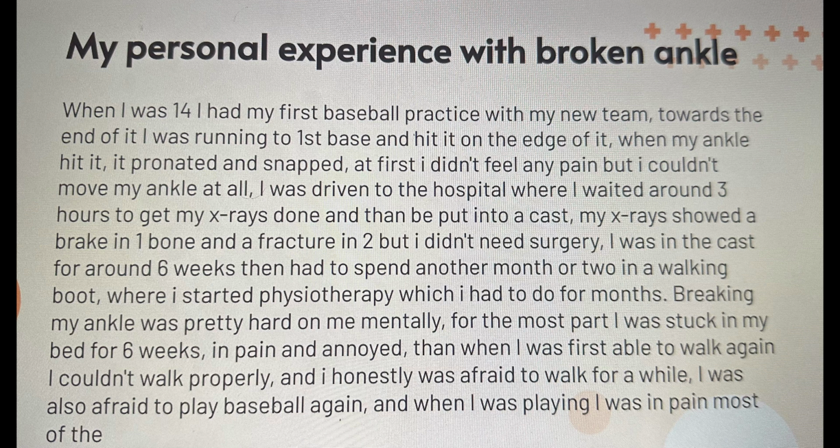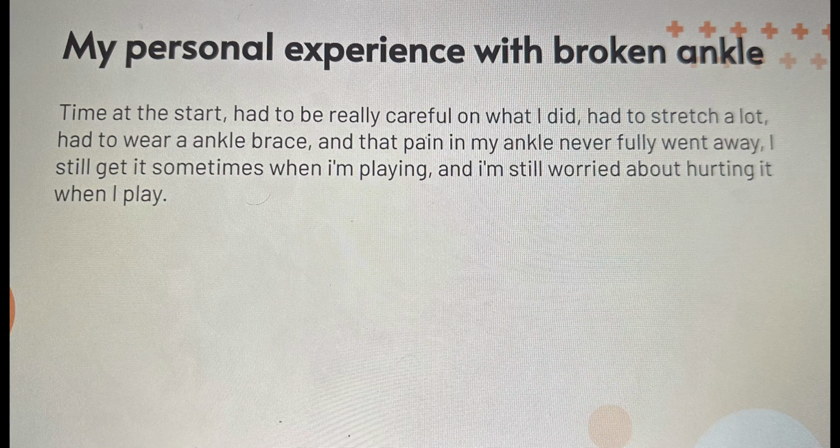And when I was first able to walk again, I couldn't walk properly, and I honestly was afraid to walk for a while. I was also afraid to play baseball again, and when I was playing, I was in pain most of the time at the start, and I had to be really careful on what I did. I had to stretch a lot, I had to wear an ankle brace some of the time, and the pain in my ankle never fully went away. I still get it sometimes when I'm playing, and I'm still worried about hurting it when I play to this day.